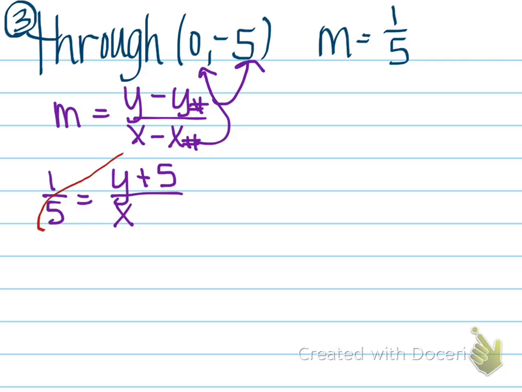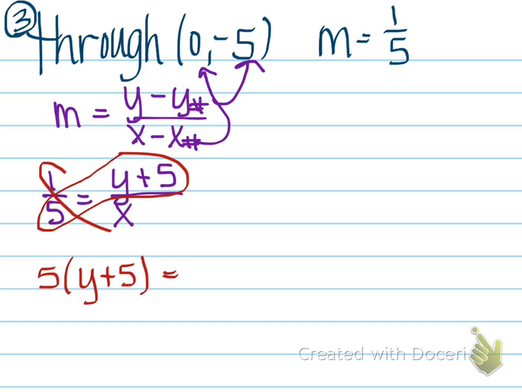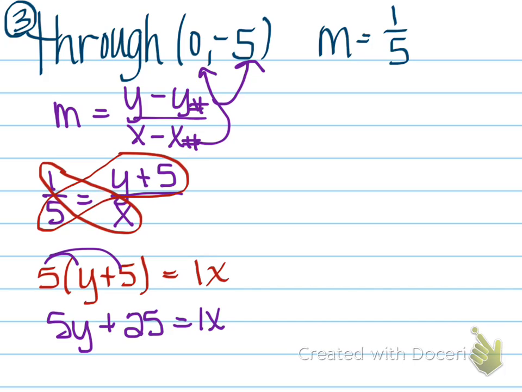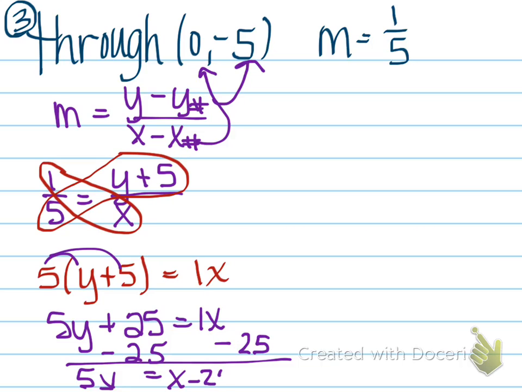Now I'm going to cross multiply, so I have 5 times y plus 5. And then on the other side I have 1 times x. And you can just write 1x. So I still have to distribute. So I have 5y plus 25 is equal to 1x. I'm trying to solve for y, so I have to get rid of the 25, so I'm going to minus 25. And I can't combine an x and a 25 here, so I have to write my 5y, that's a y, and then I'll just write 1x, or x minus 25.